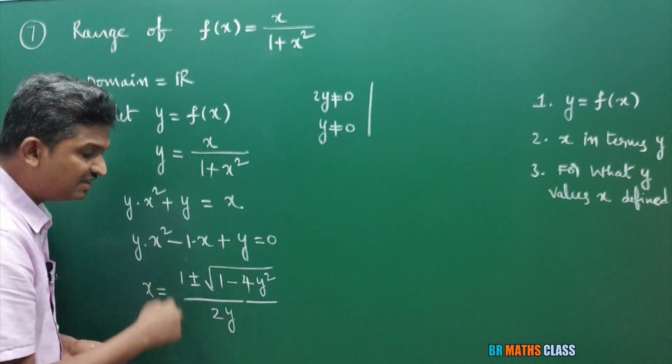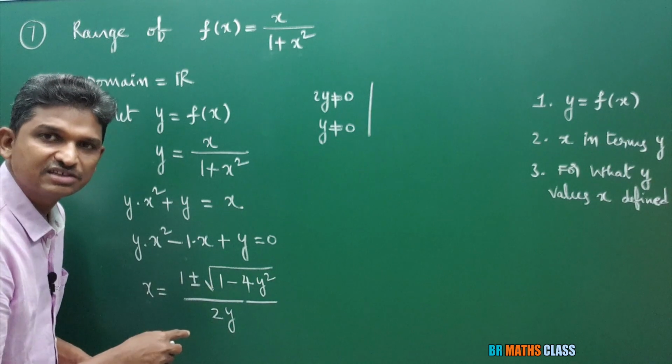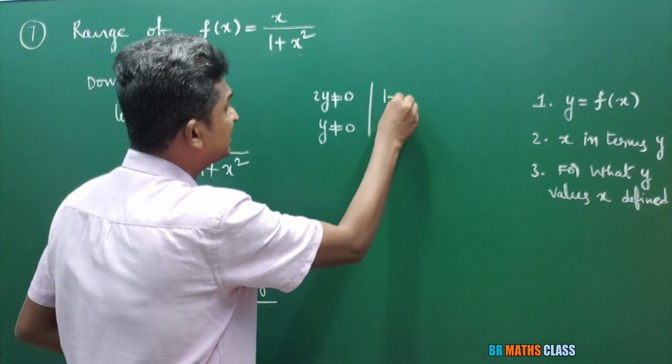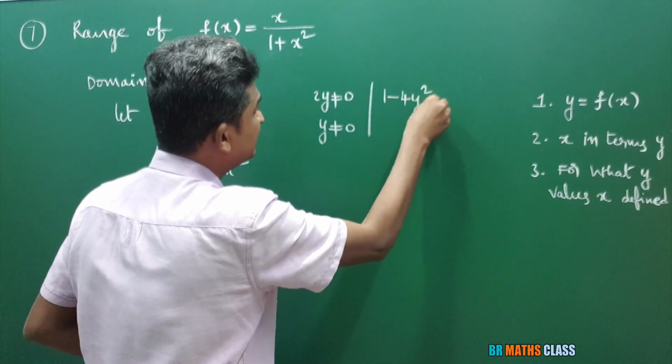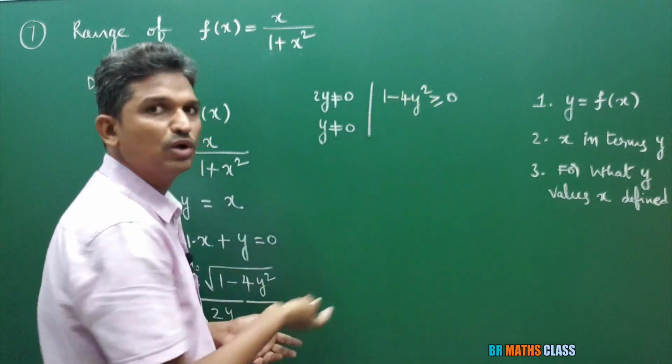Second one, in this you observe a square root is there. So we know that whatever the expression is inside the square root, that must be greater than or equal to 0. So what I'll write here? I'll write that 1 minus 4y square is greater than or equal to 0. Now I need to find for what y values this inequality holds good.